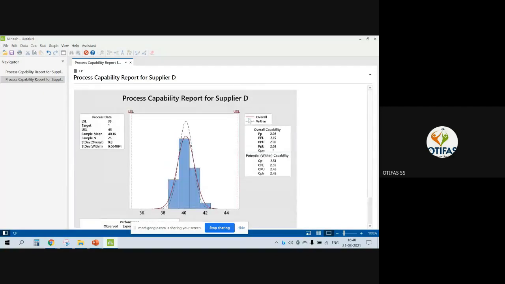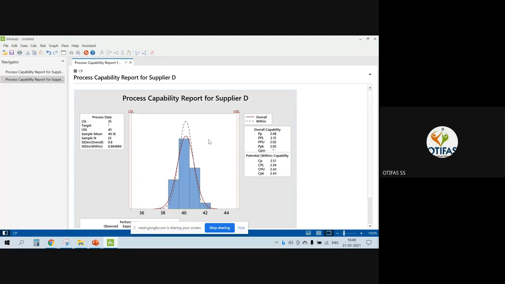What is the dotted line? This is called overall. That means this line is overall and this line is within. That means this dotted line is from the actual calculation. Now, this overall line is something called long term, that is called PPK, and PP is calculated from this. So the overall calculation will be different. Why are we taking PP?